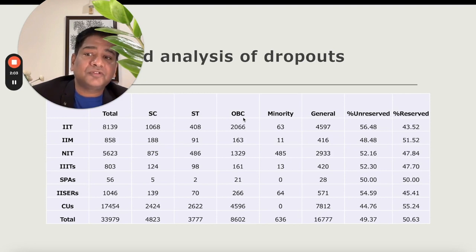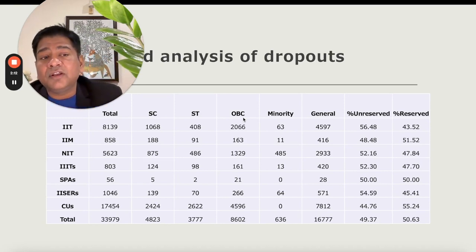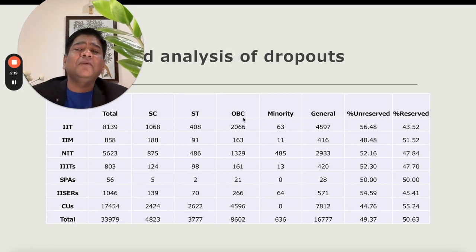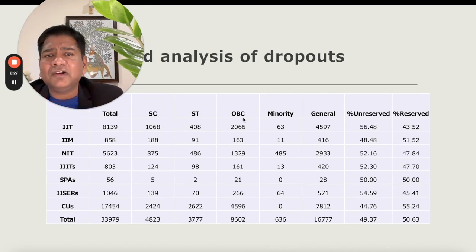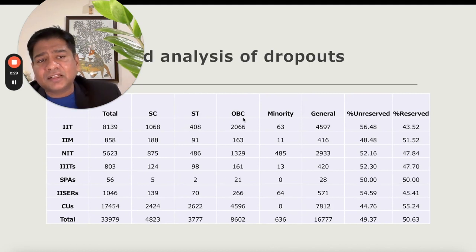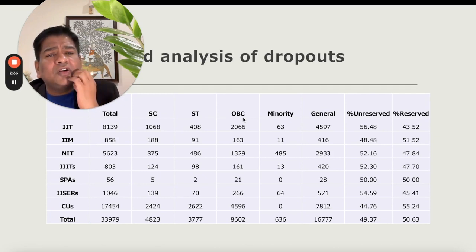percentage of reserved dropouts. It is very surprising to see that in IIT, 56.48% of those who dropped out were from unreserved categories, so only 43.52% of the dropouts were from the reserved categories. We see the same thing everywhere, and on aggregate, 50% dropped out in each. So there is not much difference in the dropout in comparison to the intake, because the intake is 50-50 and the dropout is also 50-50. I don't see a big difference in the dropout rates.